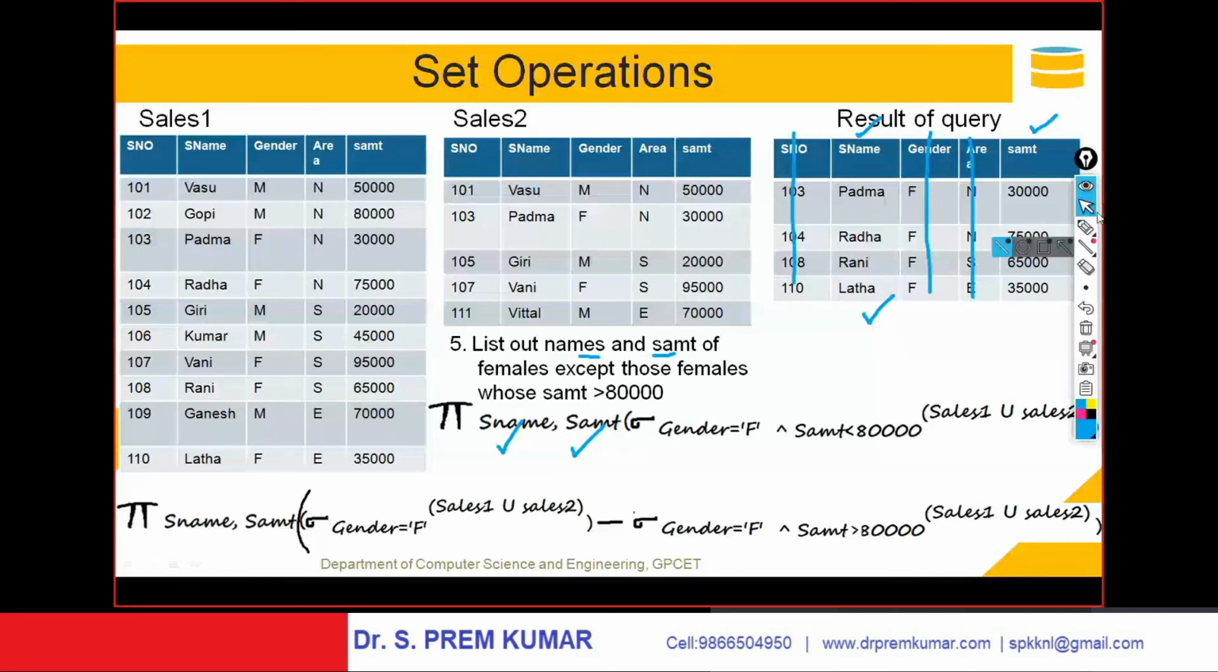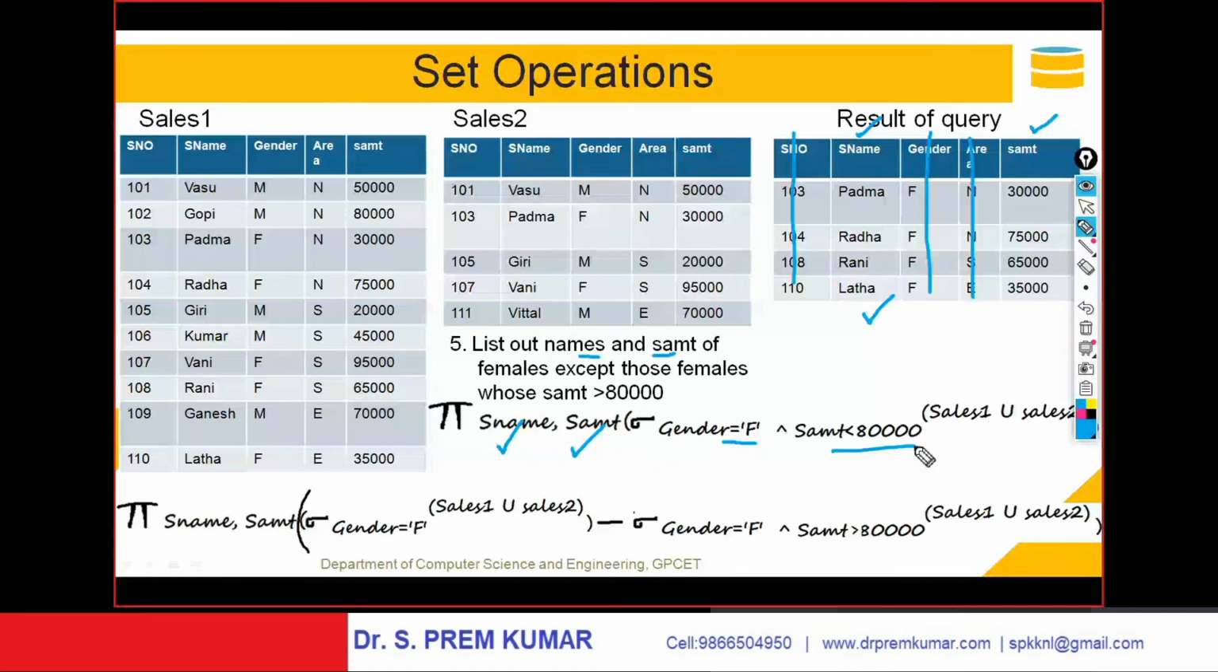Sales 1 union sales 2. When I use sales 1 union sales 2, you will get the complete data of sales 1 and sales 2. From this data, I am selecting gender equals female and sales amount less than 80,000. First, I performed the union operation. All rows got clubbed up. From all rows of both the tables, I am selecting only females with sales amount less than 80,000. And from that, I am projecting only names and sales amounts.